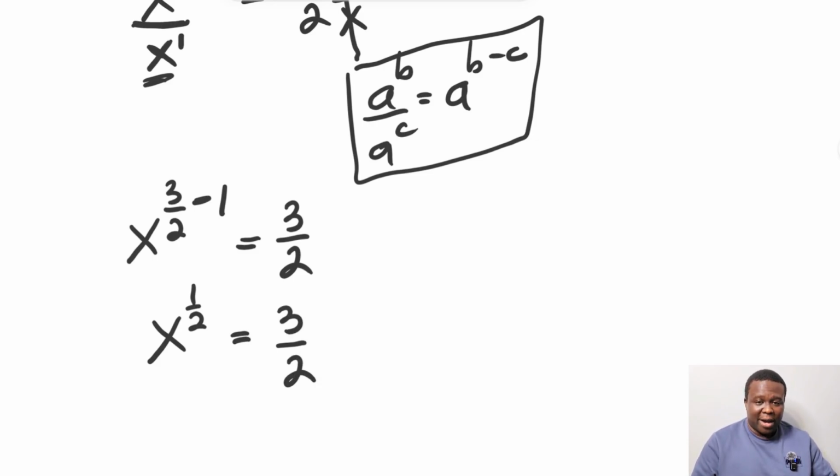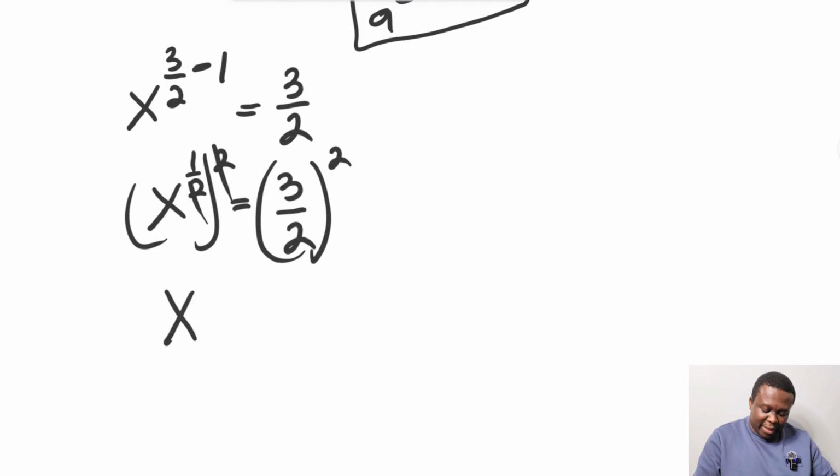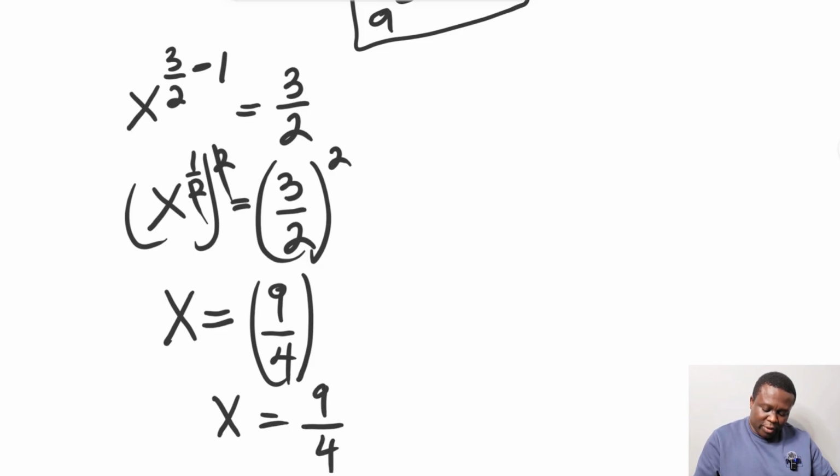We have x raised to the power half, which is the same thing as square root of x, is equal to 3 over 2. To get rid of the half, we multiply both sides by the power of 2. So if we raise both sides to the power of 2, this 2 cancels out. And then what we have left here is x is equal to 3 raised to the power 2, which is 9, over 2 raised to the power 2, which is equal to 4. So our x is equal to 9 over 4.